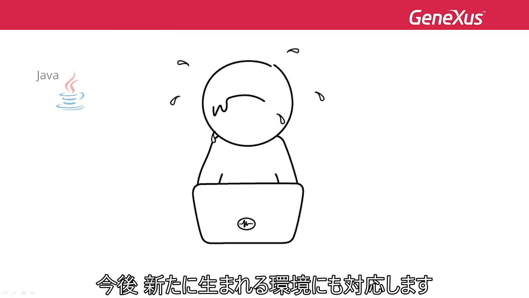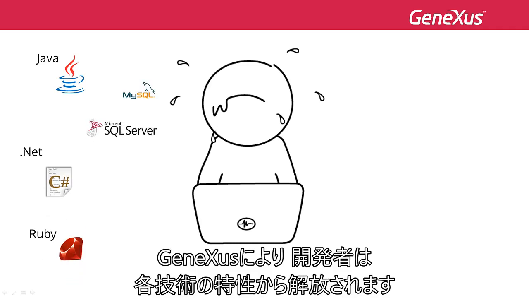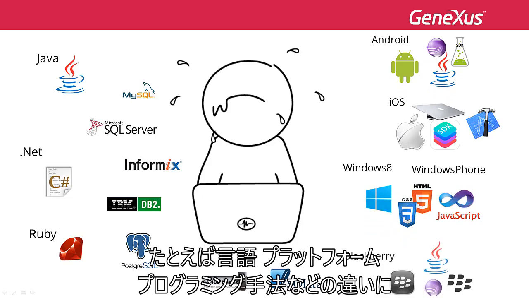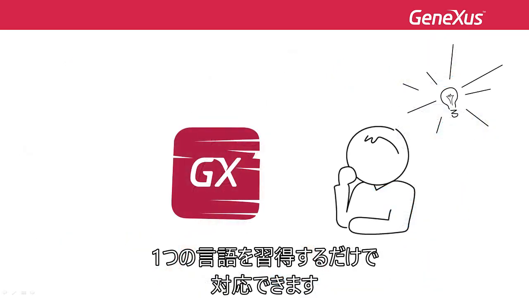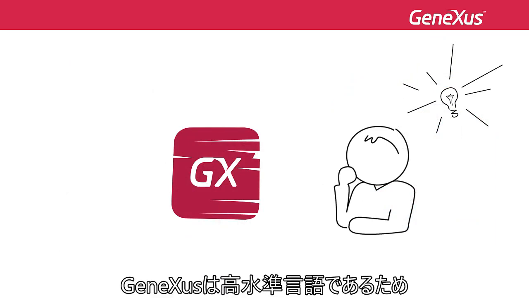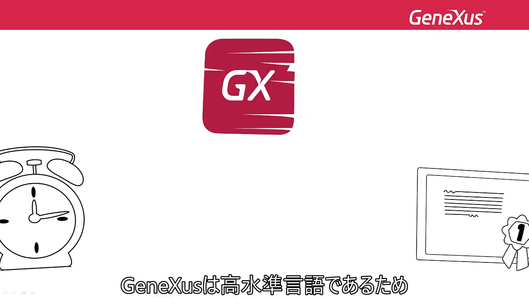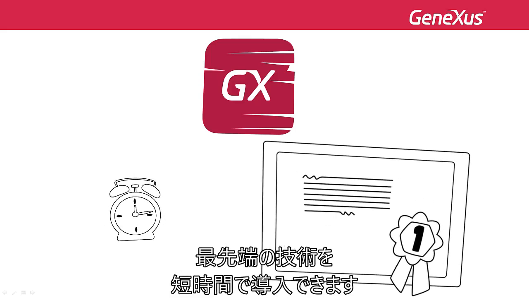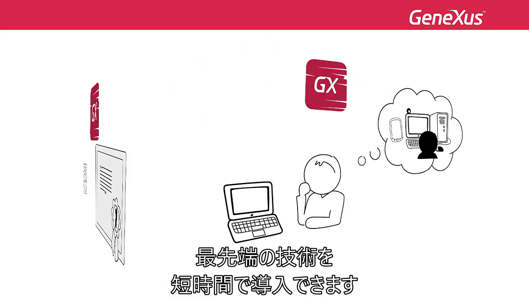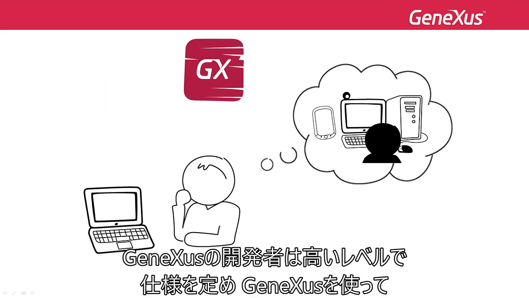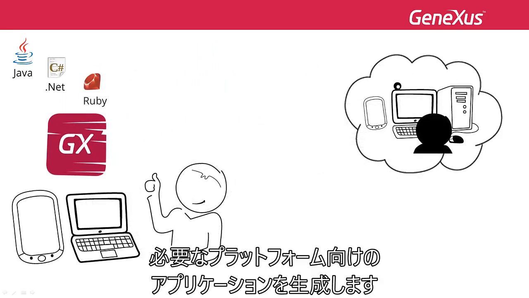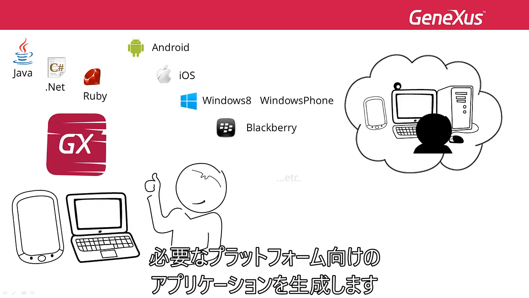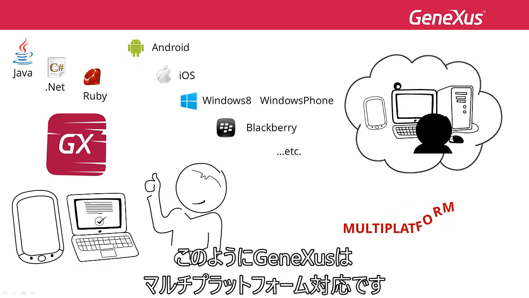With GeneXus, developers can be free from the specific characteristics of each technology, for example, the differences between languages, platforms, ways of programming, and so on, by learning a single language. GeneXus is a very high-level language that will allow you to adopt the latest technology in record time. In this way, the GeneXus developer specifies on a high level, and then uses GeneXus to generate the application in the desired platform. That's why we say that GeneXus is multi-platform.